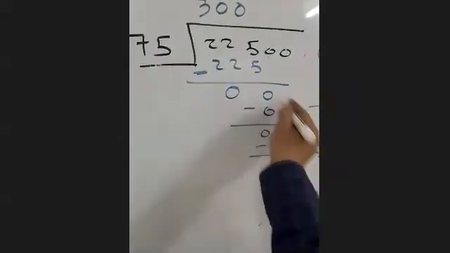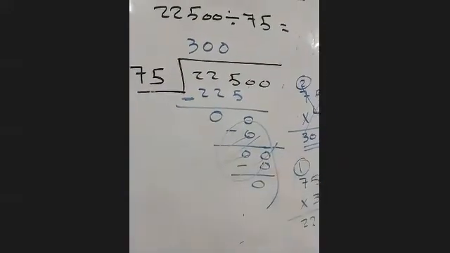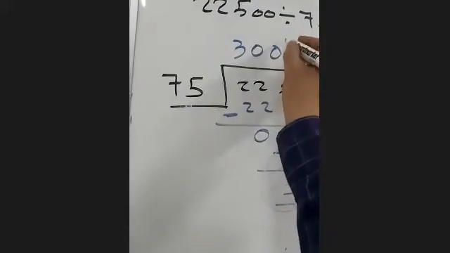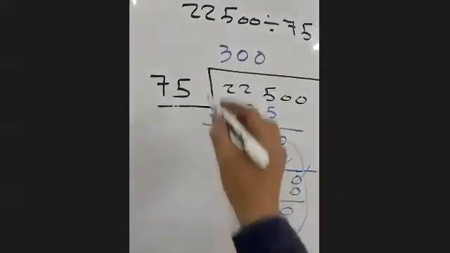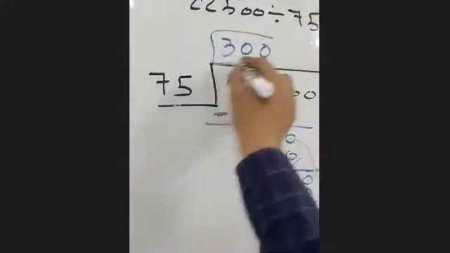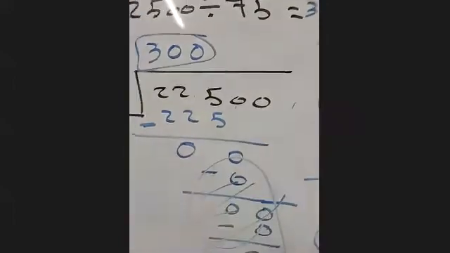Do we need them? No, we don't need them. But I need to do these steps in my mind, mentally. You write it, it's okay. But if you don't put these two zeros, your answer will be incorrect. So after we divide, the answer here is 300 and the remainder is 0. So the answer is 300.